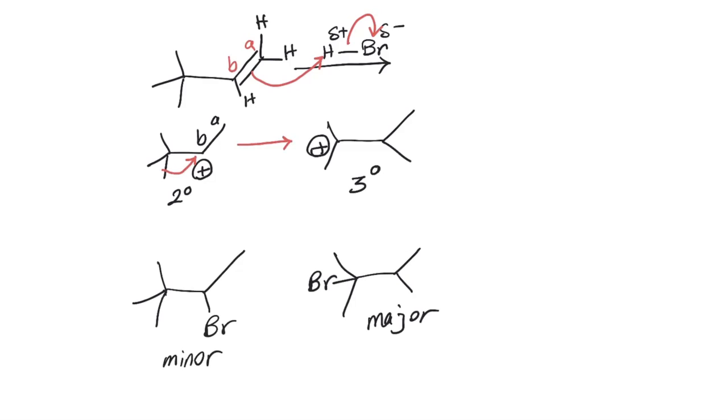This is one of those examples where the anti-Markovnikov product probably doesn't form at all, because that's a primary carbocation. If it forms, it will be completely converted to the secondary and then tertiary, okay? So probably these will be the only 2 products.